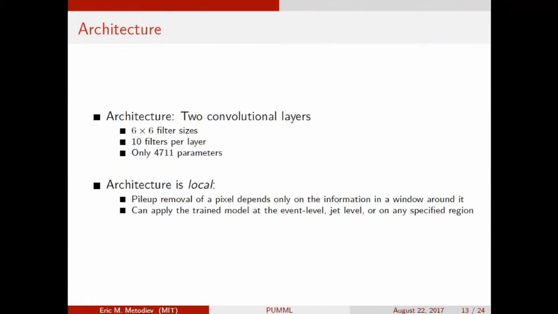So the architecture we settled on was pretty simple. It was just 2 convolutional layers, 6 by 6 filters, 10 filters per layer. That leaves you with under 5,000 parameters, which is pretty small as far as deep learning architectures go. I wouldn't even call it a deep architecture by any stretch. A feature it does have is that it's local, meaning that the subtraction of a particular neutral pixel, much like in PUPPI, depends on the charged and neutral information in a cone around it in the input space. So you can essentially take your trained model and apply it to other locations in your event, just using the surrounding information.